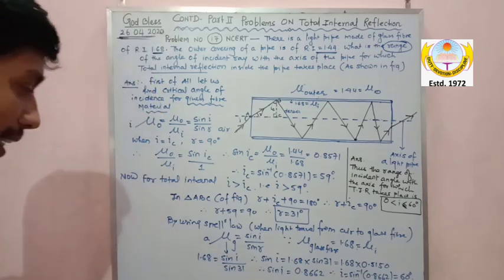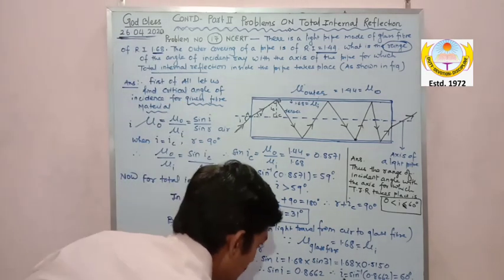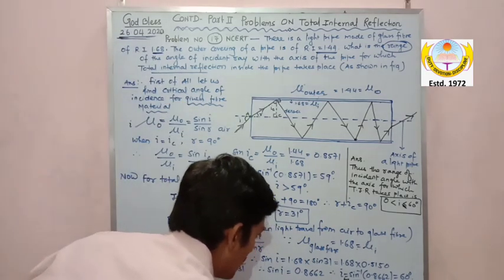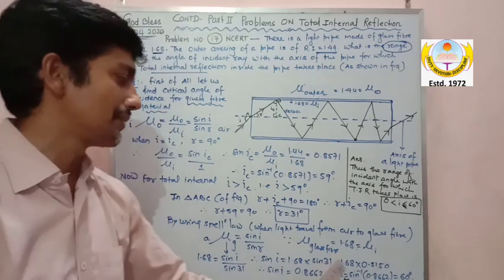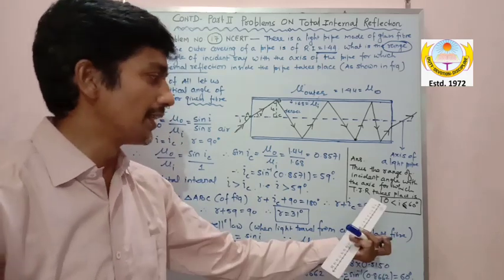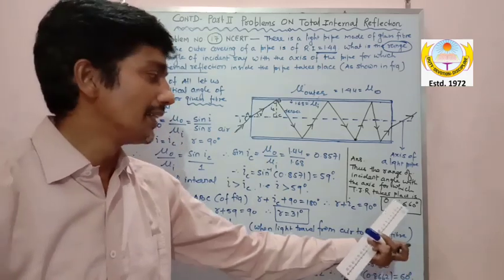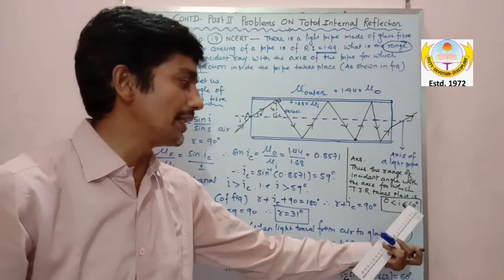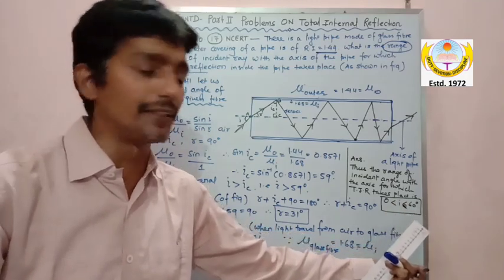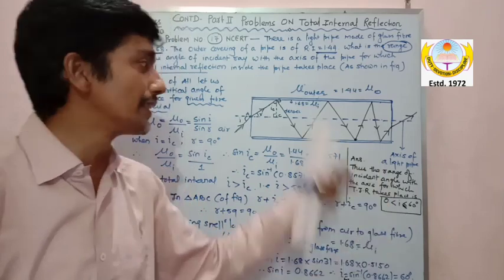But my dear, let me tell you, this is the maximum angle of incidence, 60 degree. So what is the range? 0 to i, and i should be less than or equal to the maximum, 60 degree or less than that, then only the TIR will take place.